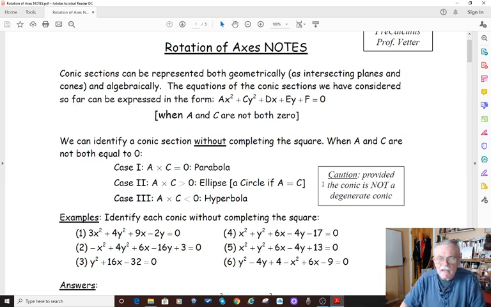If the product of A times C is greater than 0, meaning the signs are the same, we get an ellipse. We get a circle if A and C are equal, but generally we get an ellipse. If A times C is less than 0, meaning the coefficient of the x squared and the coefficient of y squared have different signs, we generally get a hyperbola. Okay, now the catch is, this is true provided the conic is not a degenerate conic, meaning it's not a point, pair of lines, or single line.